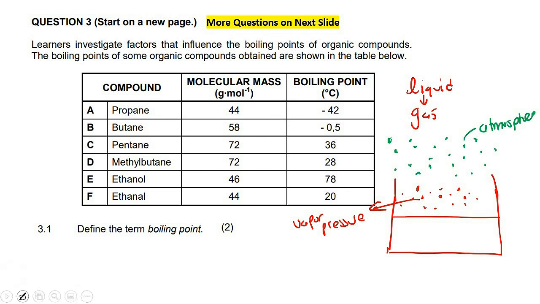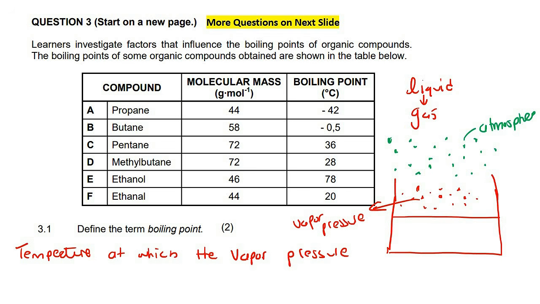This is the atmosphere. Now, when the vapor pressure increases and increases, and it eventually becomes the same as the atmospheric pressure, bubbling starts occurring, and that is boiling point. So, boiling point is the temperature at which the vapor pressure of a substance equals atmospheric pressure. It is the temperature at which the vapor pressure of a substance equals atmospheric pressure.